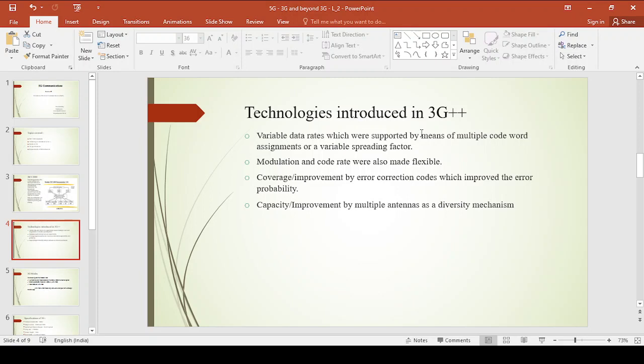And the next technology introduced in 3.5G and 3.9G is error correction codes, by which you can improve the error probability, which improves the coverage of the system. And the next technology introduced is multiple antennas, and multiple antennas capture a larger amount of energy, by which it improves the signal to noise ratio. If you have better SNR, the capacity of the system automatically improves, right? Now these were the technologies introduced in 3.5G and 3.9G.